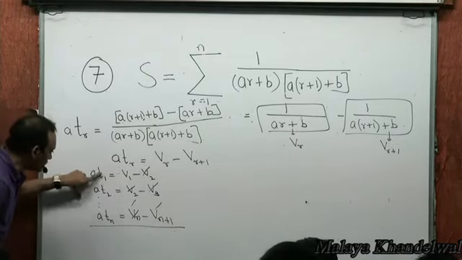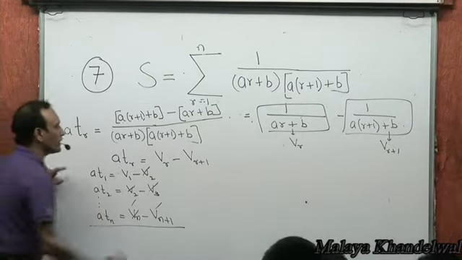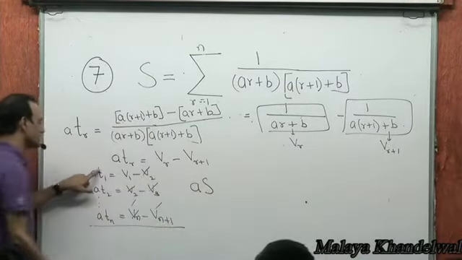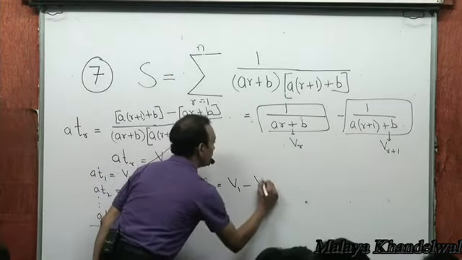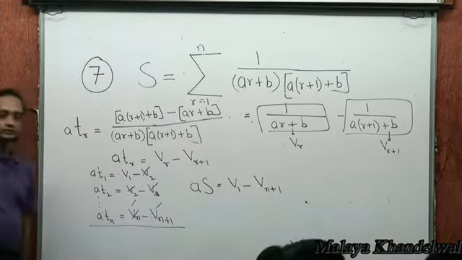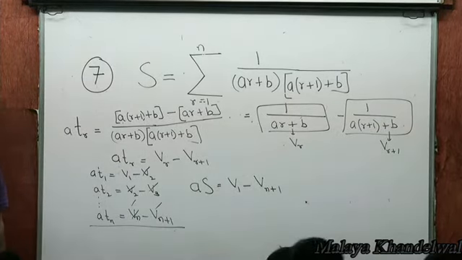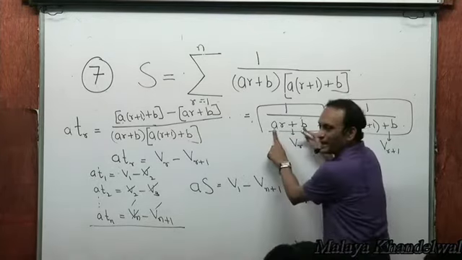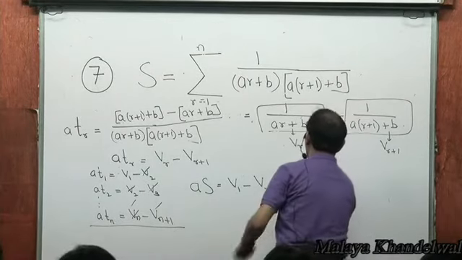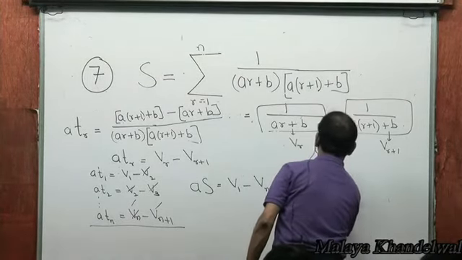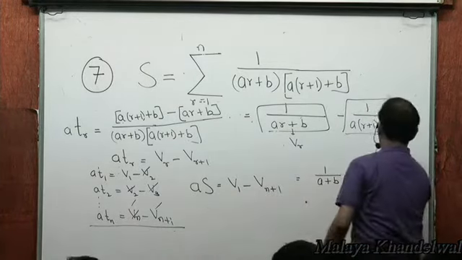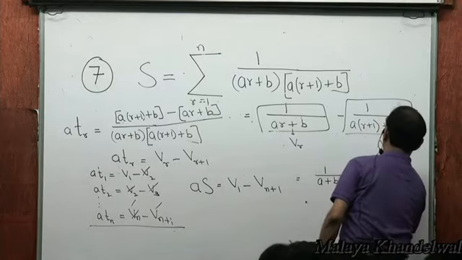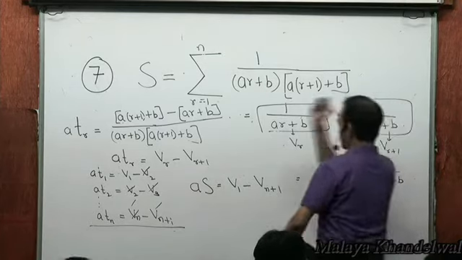A into (T1 plus T2 plus Tn). So A times the required summation S, T1 plus T2 plus Tn, must be equal to V1 minus V n plus 1. What is V1? 1 by (A plus B), put R equal to 1, you will get V1, minus, what is V n plus 1? 1 by (A into (n plus 1) plus B). That's the required summation.